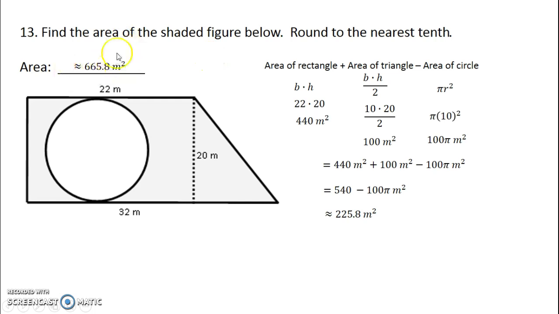Ignore this, I forgot to update this part here. It's supposed to equal 225.8, which is your approximate answer. Do not use 3.14. It's not going to be a problem right now, but later on it will. Use your pi button on your calculator.